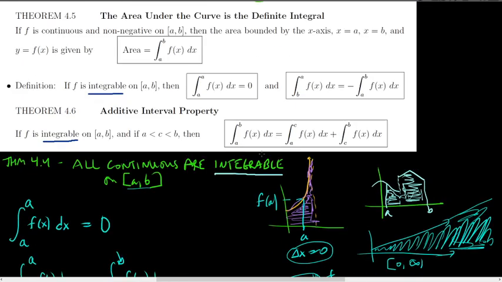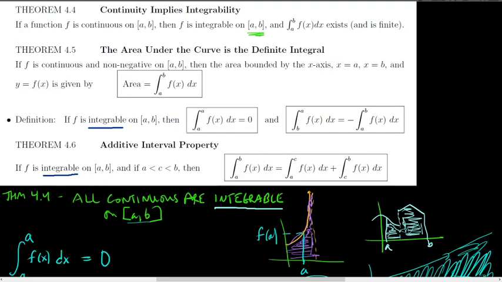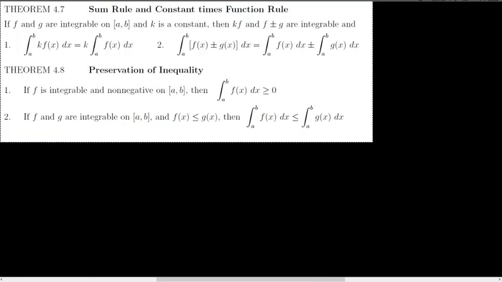Okay, so that's some properties. We've got to do a couple more, and then that'll be it for this section. Okay, so two more properties. This is Theorem 4.7, and it might look a little familiar. It's the constant times function rule and the sum rule.